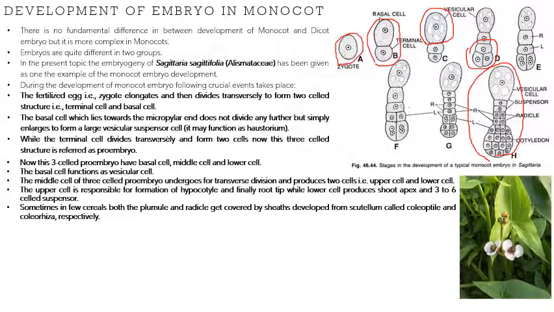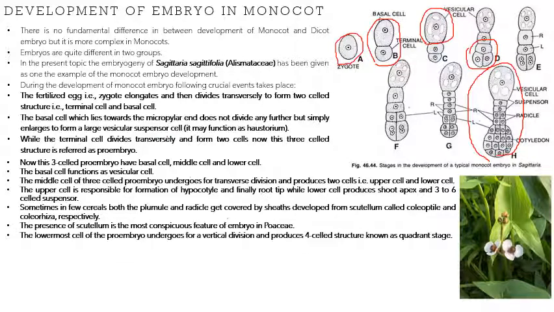Sometimes in a few cereals both the plumule and radicle get covered by a sheath developed from the scutellum, called coleoptile and coleorhiza respectively. The presence of the scutellum is the most conspicuous feature of the embryo in Poaceae, that is, Gramineae or the grass family.